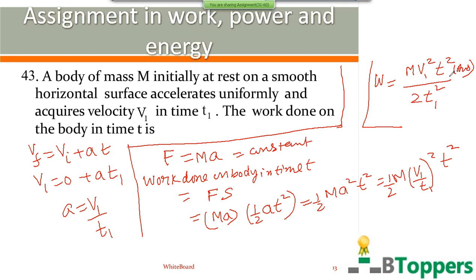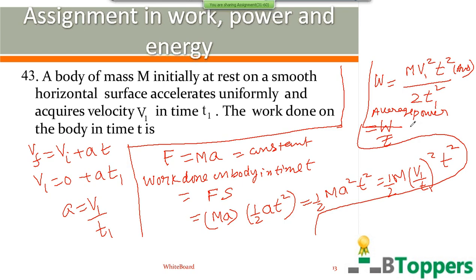When you are asked to find the average power in the next question, 44, you are asked to calculate the average power. The average power delivered by the agent is equal to the work done by the agent divided by the time interval. In the present example, the work done by the agent is the same as the work done by the resultant force, because no work is done by the gravitational force and no work is done by the smooth surface on the body. So average power is work done by time interval, W by T. Divide the previous equation by time T and you get the answer for 44 also: m v1 squared t by 2 t1 squared.